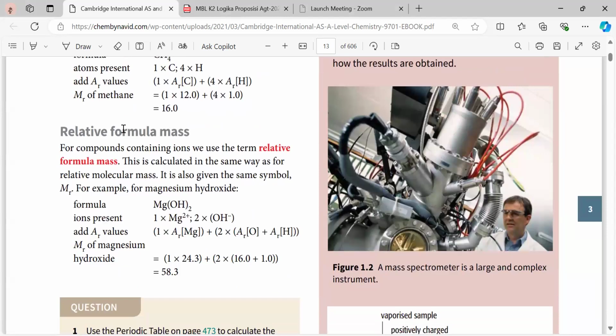So this is the relative formula mass, which is actually the same as the previous one. This is calculated the same way as for relative molecular mass. It is also given the same symbol, Mr, for example, magnesium hydroxide. So this is the formula we can see right here.